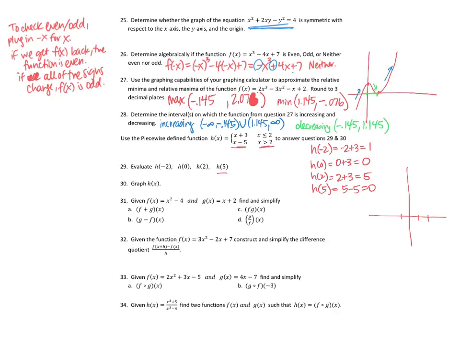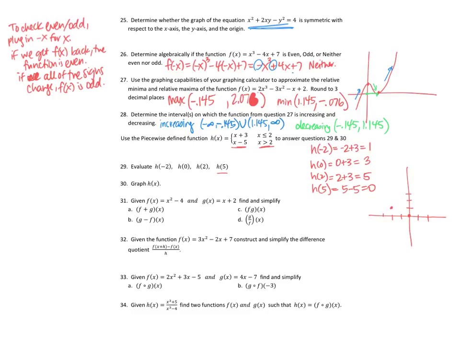So there's 2. Okay. So h of negative 2 was 1. H of 0 was 0. H of 2, oh, h of 0 is 3. Oh, what am I doing here? H of 0 is 3, not 0. Okay, there we go. Now that makes much more sense.